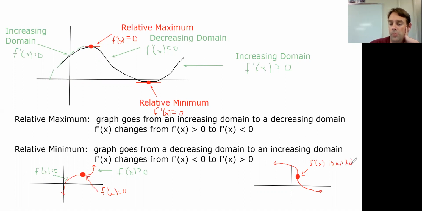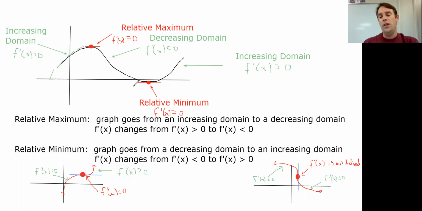All right. Critical numbers aren't just when the derivative equals 0. It can also be when the derivative is undefined. Just like this one here could be undefined. That's still a critical number. But just because it's a critical number doesn't mean that there's a relative minimum or a relative maximum there. It has to change signs. The derivative has to change signs in order for there to be a relative extrema.